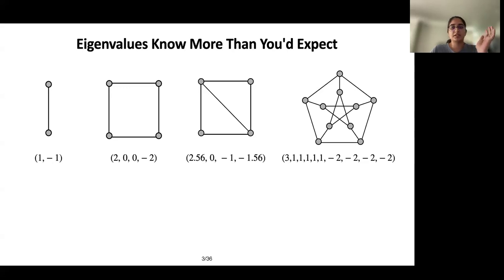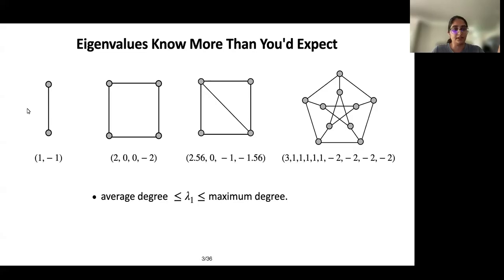Eigenvalues can tell us a lot more than you would expect. Here I have a few examples: an edge, a square, a diamond graph, and also a Petersen graph, along with their spectra respectively. Here are two classical results to motivate spectral graph theory. One of the first results is that the largest eigenvalue of my graph always lies between the average degree and the maximum degree of the graph. Usually lambda 1 is equal to the average degree and maximum degree whenever you have a regular graph.